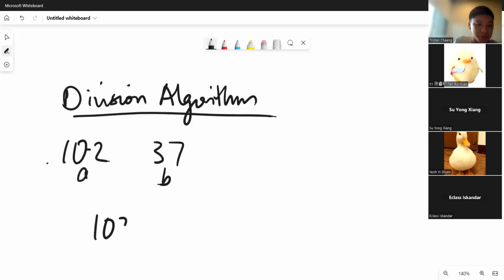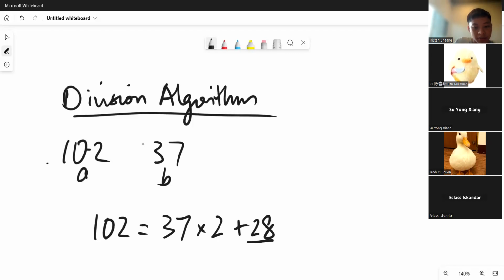So 102 equals 37 times 2, that's 74, plus 28. So it must be some multiple of 37, and then I add a number between 0 and 36.